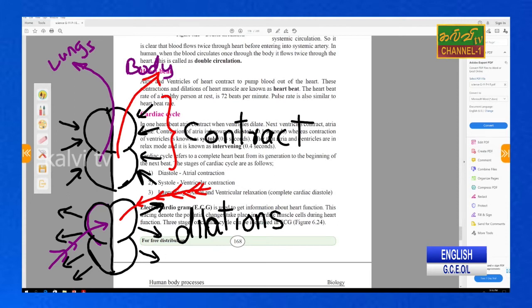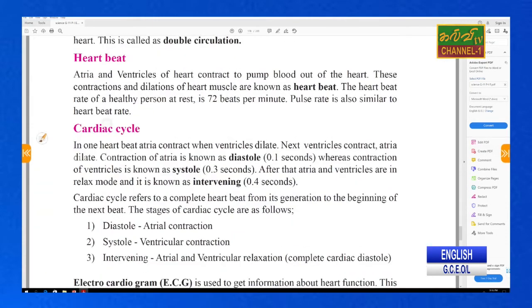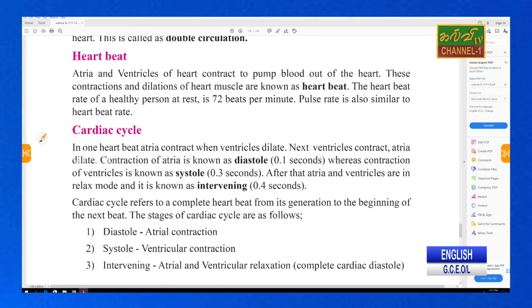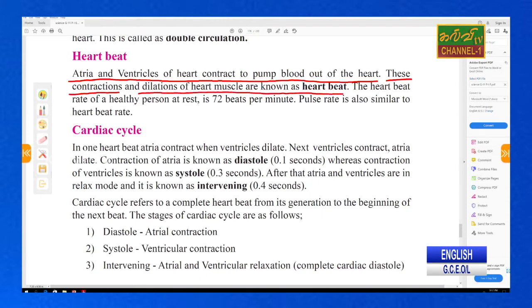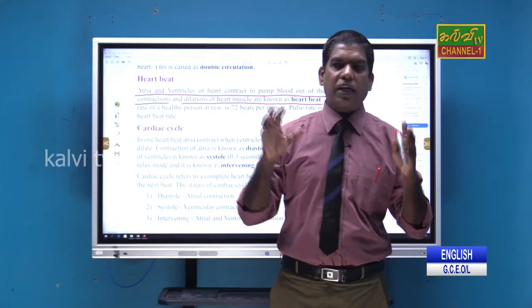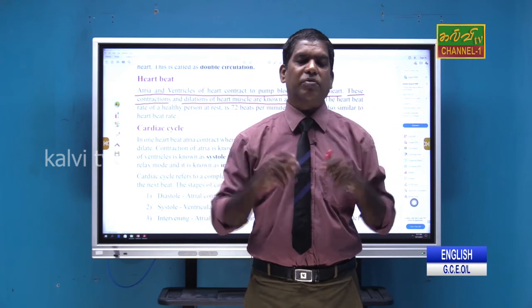Okay, see the notes. Heartbeat. Atria and the ventricles of the heart contract to pump blood out of the heart. These contraction and dilation of the heart muscles are known as heartbeat. It is heart muscles. It's very, very strong. You know the heart muscles, right? Heart muscle is the strongest muscle in our body.